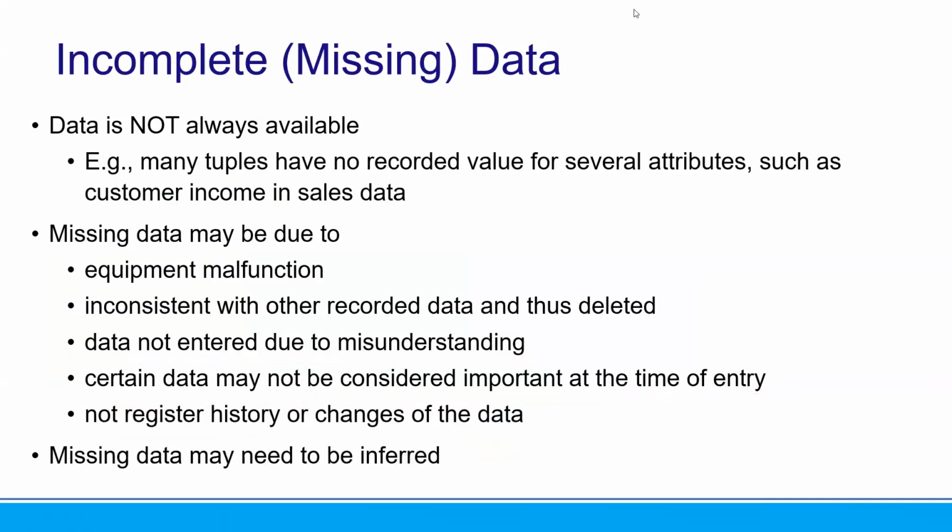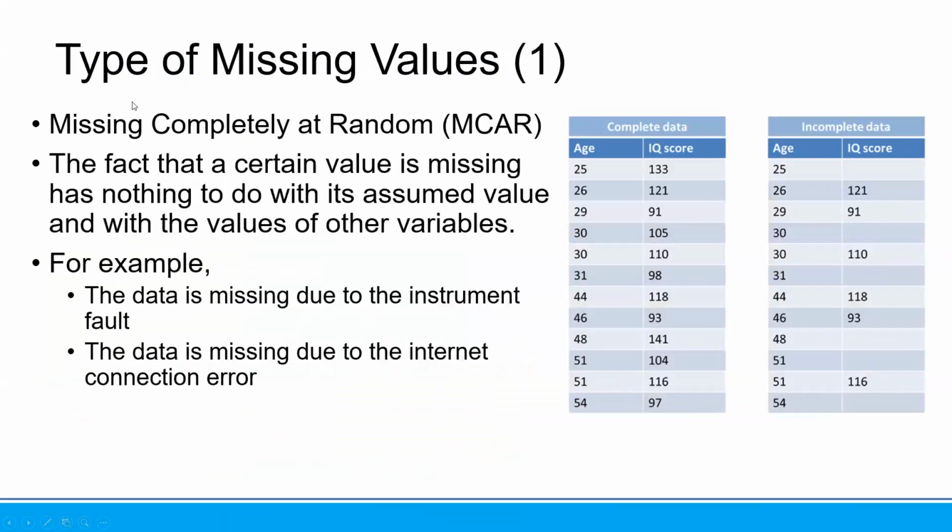Missing data may need to be inferred. It means we need to understand the missing data so we know how to handle it. I will let you know 3 types of missing values. The first type of missing value, we call it missing completely at random, or MCAR.